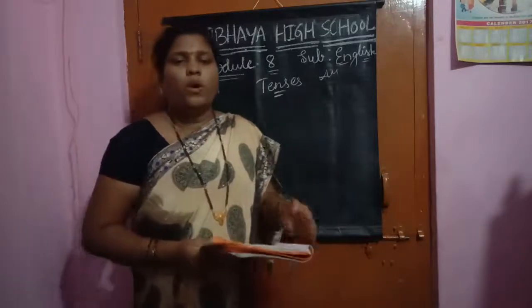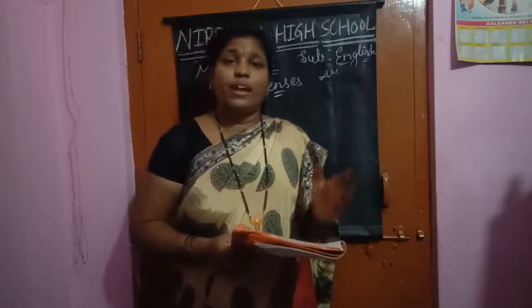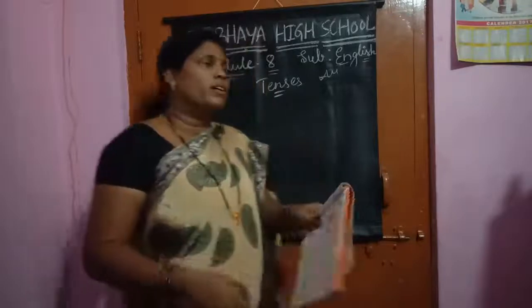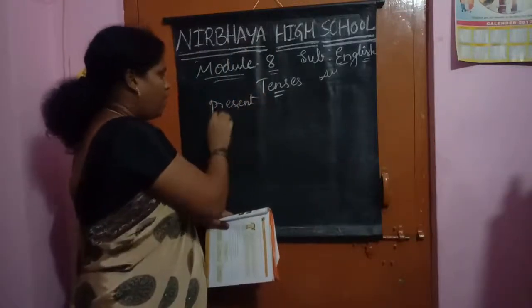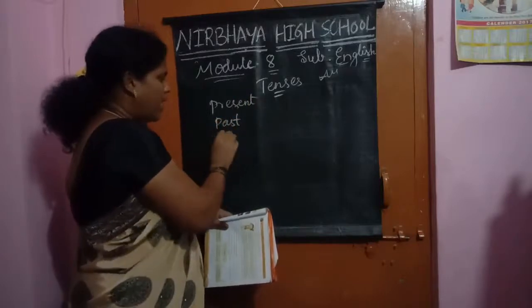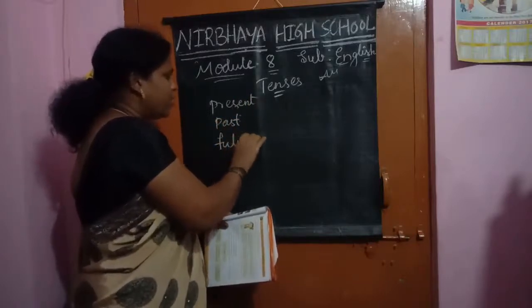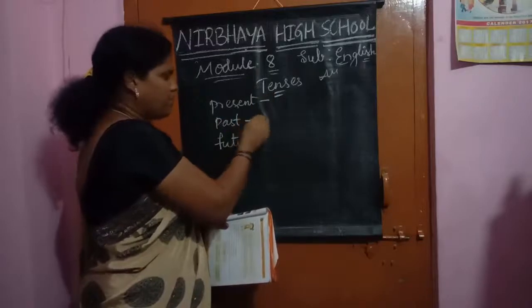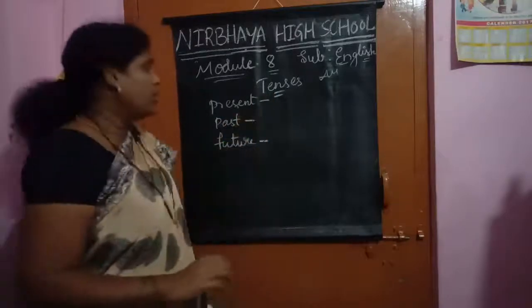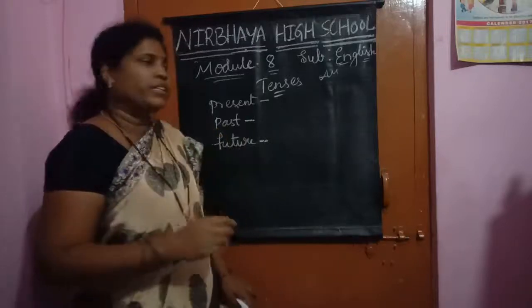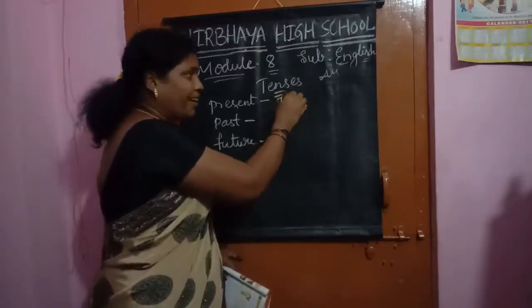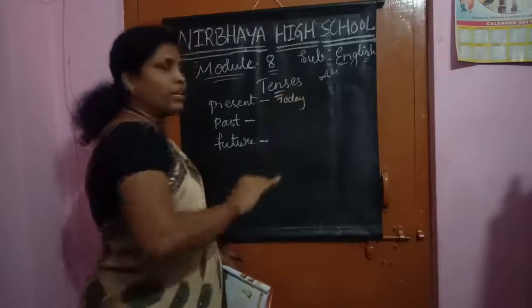Okay. Now, what are the tenses we are having? We are having three types of tenses. What are that? Present tense, past tense, and future tense. Understood, children? What is present, what is past, and what is future? Here, present means what? Now what is going on? Present day situation is present. Means today you can tell us. For your example, I am telling today.